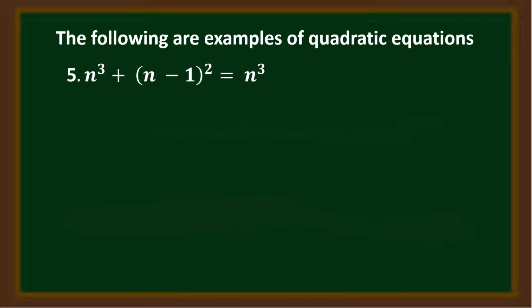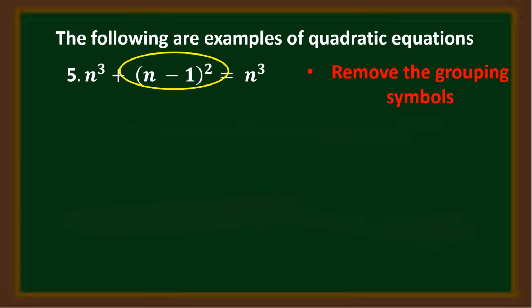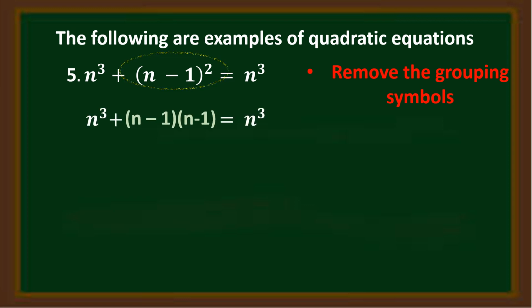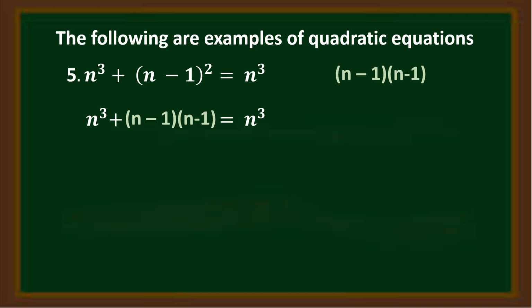In number 5, we can see that the highest exponent of n is 3. But it's too early for us to decide that this is not an example of a quadratic equation. Why? Because of the grouping symbol. So we'll be removing first the grouping symbol by simplifying n minus 1 squared. This means n minus 1 times itself. So to get the product of n minus 1 and itself, we'll be using the FOIL method.